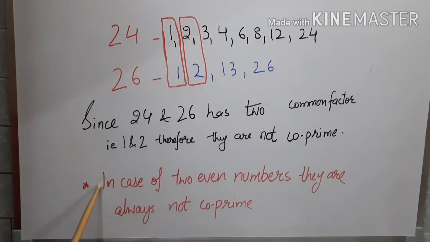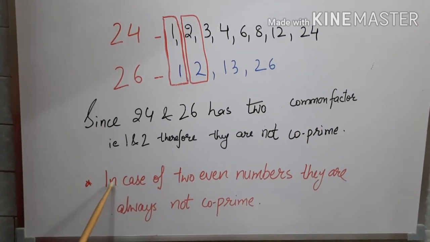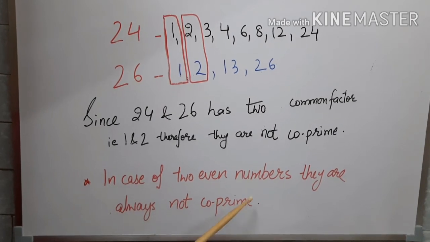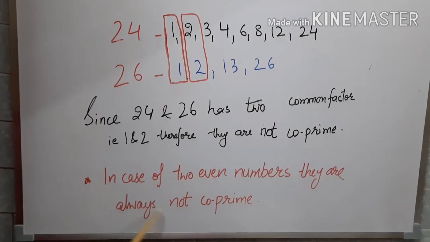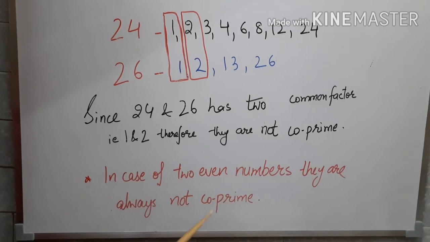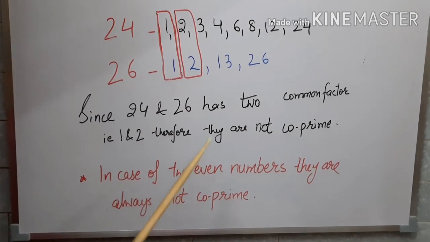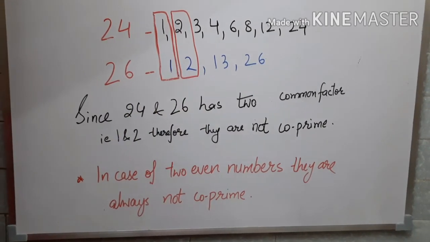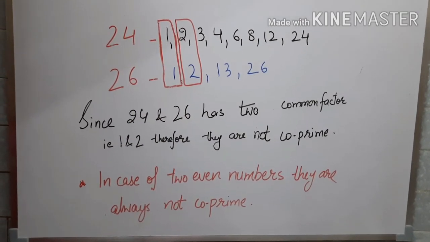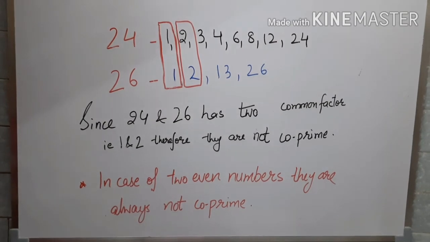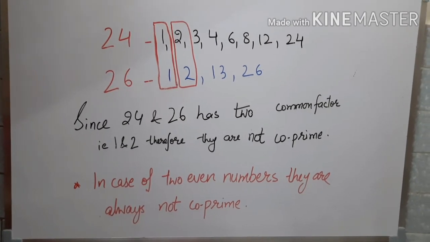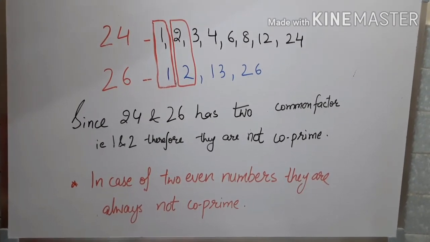From the above observation, what do we notice? If we have two even numbers, they are never co-prime, because they always have one more common factor, that is 2. All the even numbers are divisible by 2. Therefore, they always have one more common factor, that is 2.